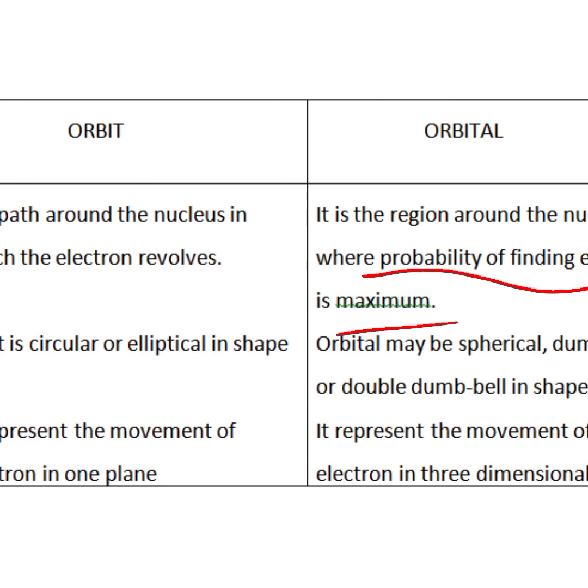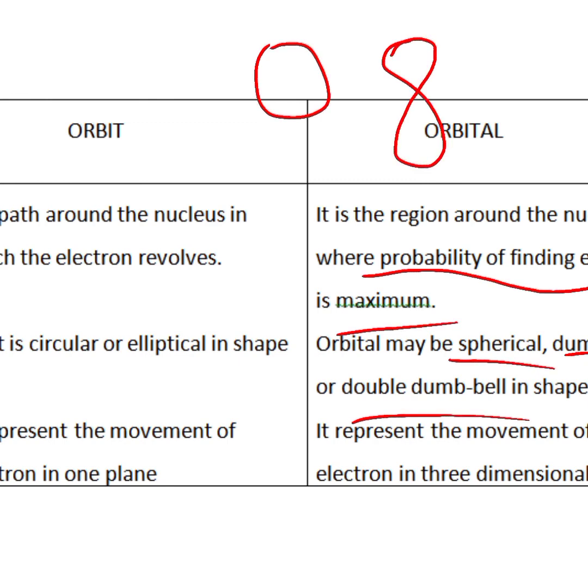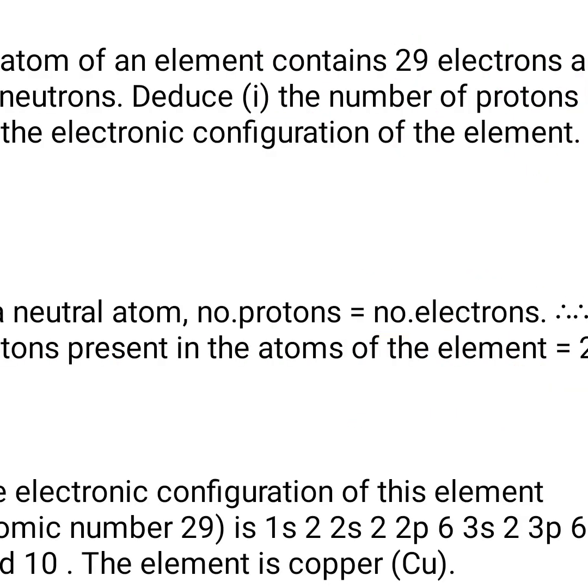So orbital is the region around the nucleus where the probability of finding the electron is maximum. It may be spherical, dumbbell or double dumbbell shape. For s orbital it is spherical shape, p orbital it is dumbbell shape, d orbital is double dumbbell shape, etc. And such types of questions you can also expect.